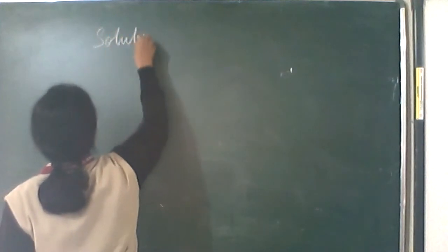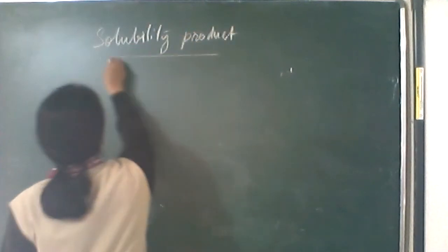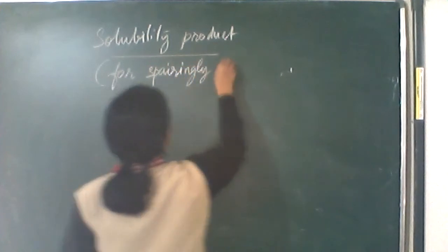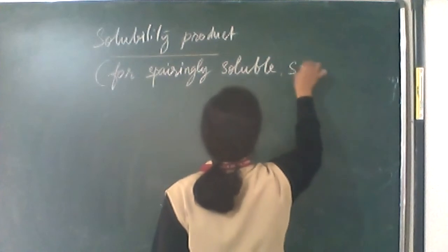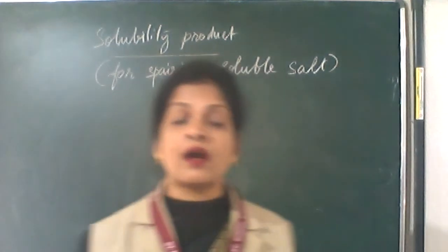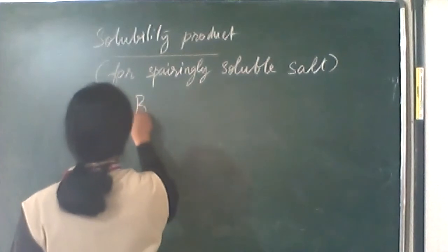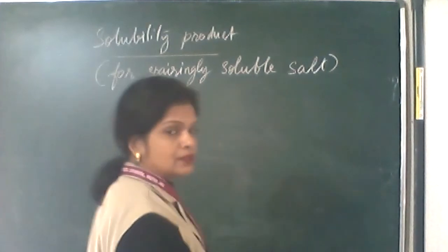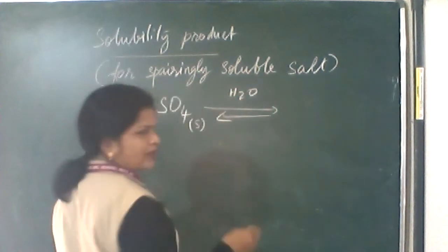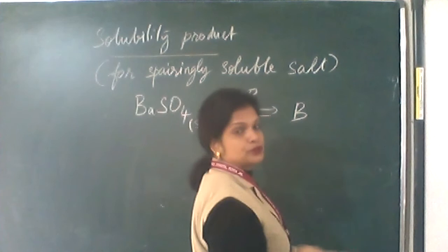Solubility product. This is for sparingly soluble solid. That means there can be an equilibrium between undissociated and dissociated. The typical example is BaSO4, a precipitate. The solid, when put in water, very few BaSO4 get dissociated. That is, if you put 100, 2 will get dissociated.